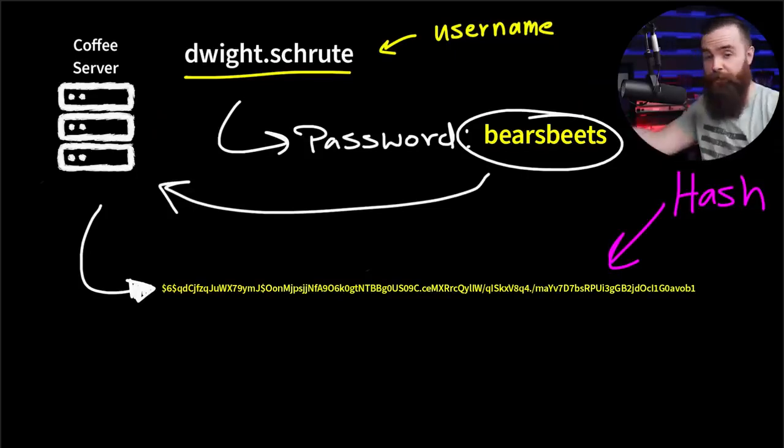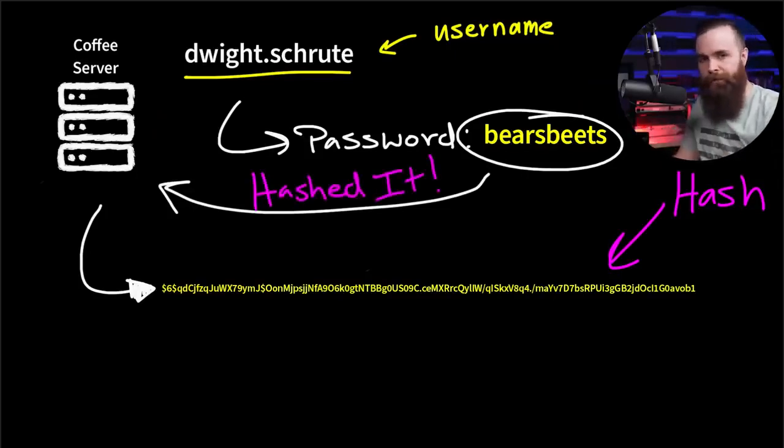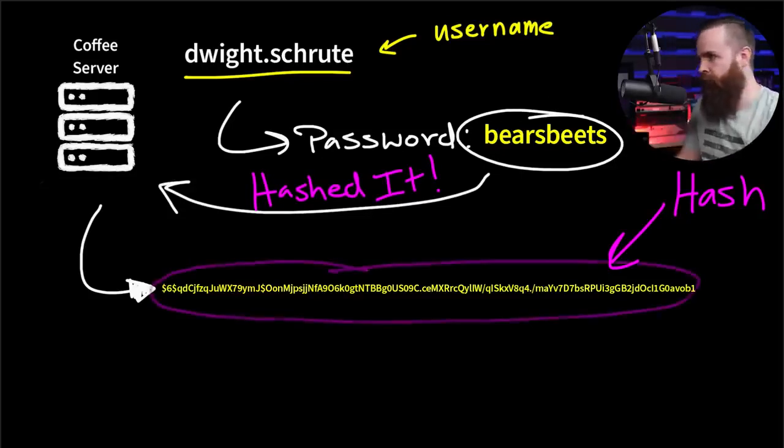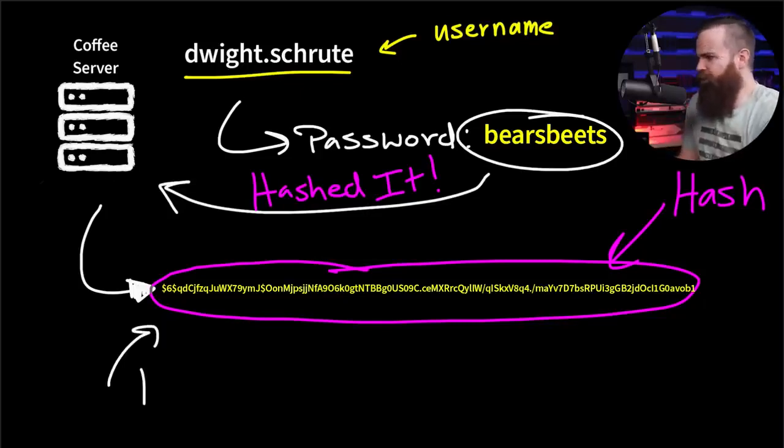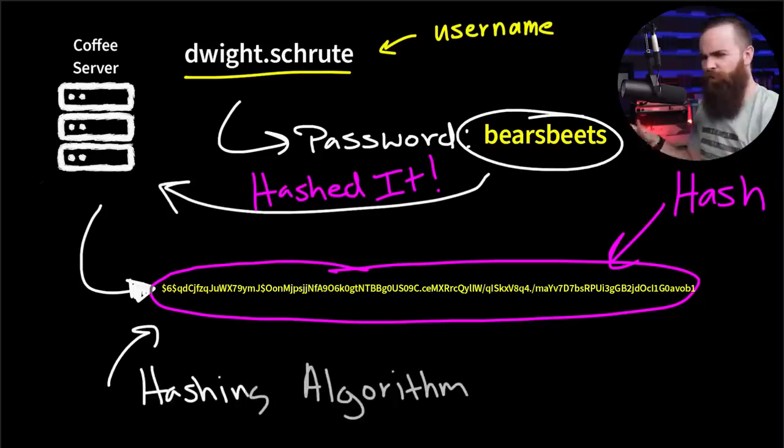So when Dwight created this password, Bears Beats, the coffee server hashed it. Basically put it in his mouth, chewed it up, and blah, spit it out. Looks like this now. Now, it's a lot more complex than just chewing it up and spitting it out. For the server to turn Bears Beats into this, it uses these crazy hashing algorithms, which, without getting too in the weeds on it, is just a crazy math problem function turning it into this.